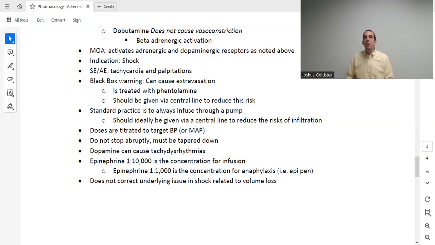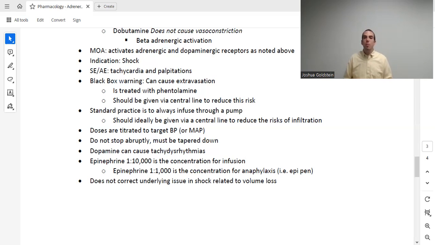Fair test question: what would be a method to reduce your risk of extravasation? First of all, closely monitoring the patient and ensuring the patency of the IV, but another one is that you should give this medication through a central line to reduce this risk. That would be a big plus, because a central line is a much lower risk of extravasation.